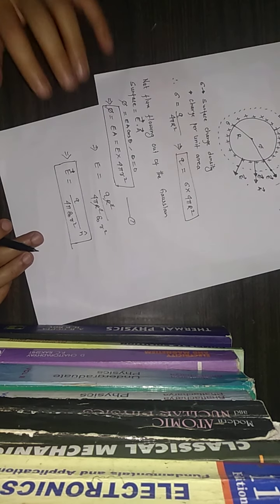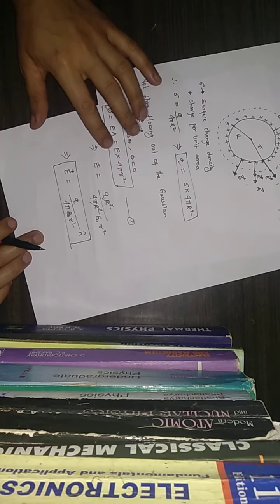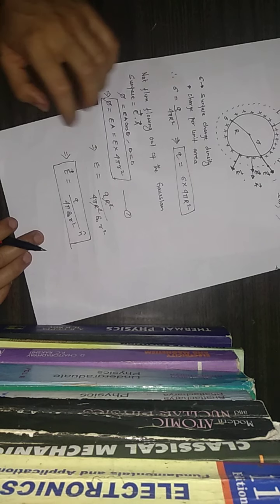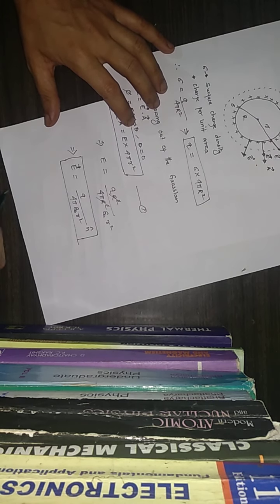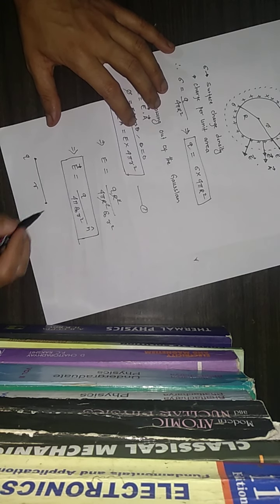Now if you look at this equation closely, this equation is actually the electric field due to a point charge. Suppose this is my point charge, and at any distance r from this charge, the value of the electric field will be q divided by 4 pi epsilon 0 r square.